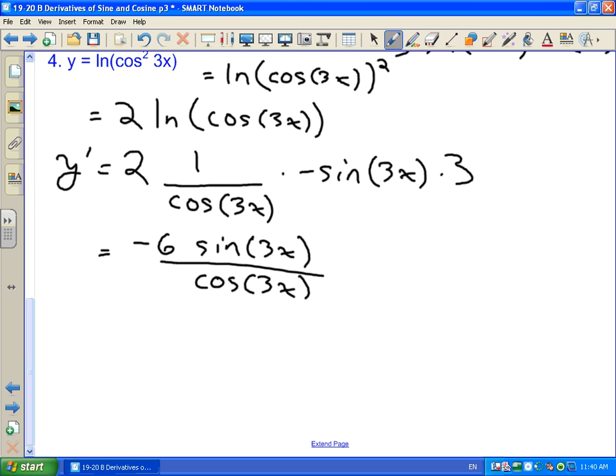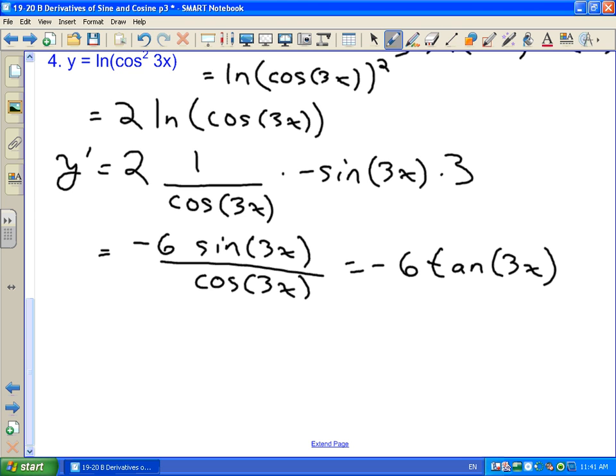Because we have sine 3x over cos 3x. Sine over cos is tangent. So this is negative 6 tan 3x. That's as simple as it gets. So weird. We started with a ln, and we ended up with tan somehow. Weird. Okay.